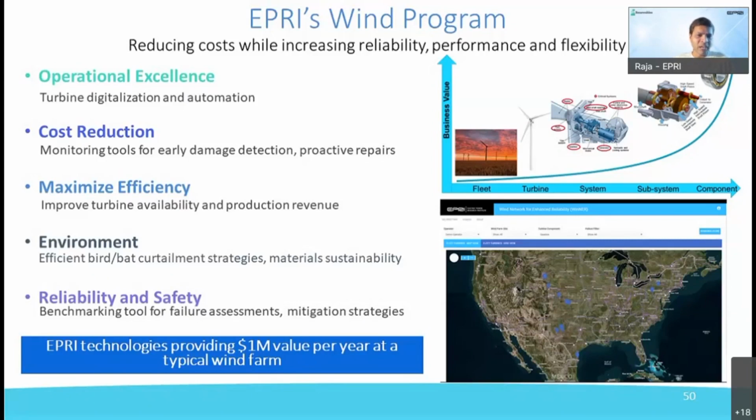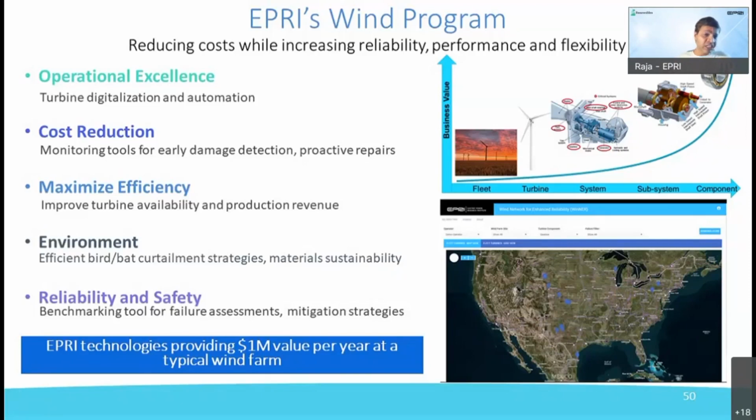So the third bucket is maximize efficiency. The goal is to identify the underperforming turbines and fix those issues promptly before it's too late. So this may increase the production revenue by at least 200,000 euros at a typical wind farm. And also applying the same principles on environmental issues, like coming up with optimal curtailment strategies to reduce bird and bat fatalities, and also material sustainability.